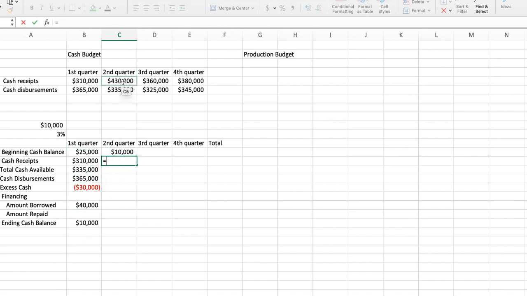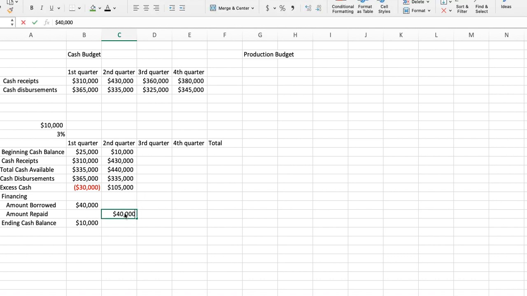And then I have my cash receipts. I have my total cash available minus my cash disbursements. And then I have some excess cash, hopefully. So I have $105,000. So I can go ahead and pay back this $40,000.